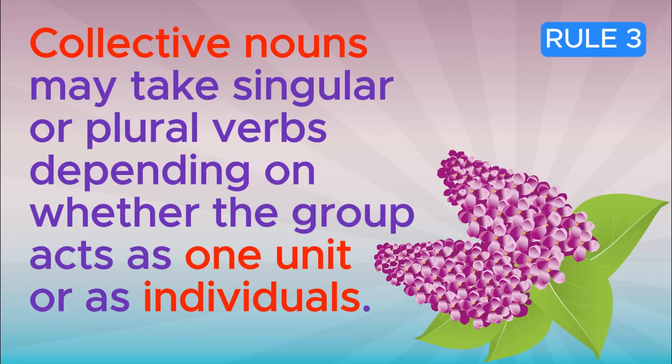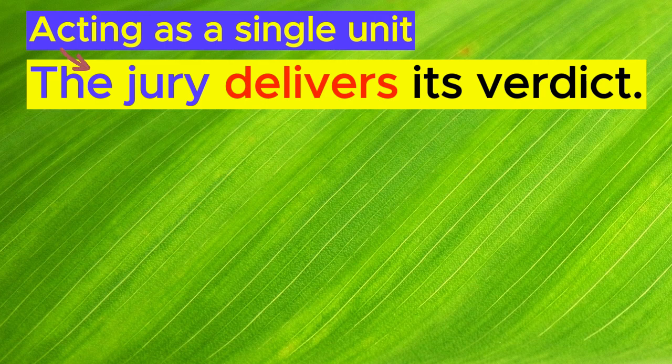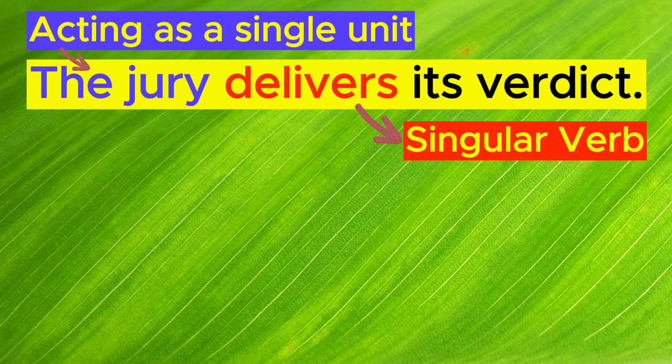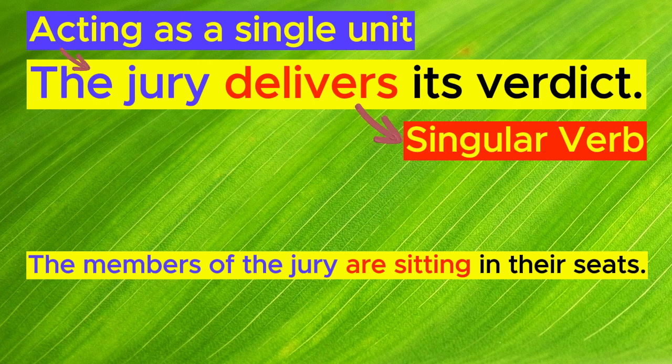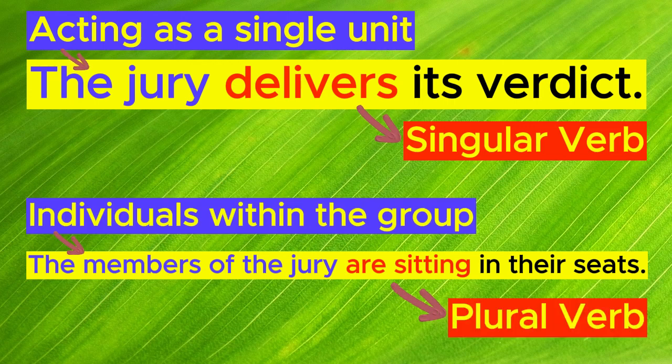Rule 3. Collective nouns. Collective nouns may take singular or plural verbs depending on whether the group acts as one unit or as individuals. For example, the jury delivers its verdict. The jury, acting as a single unit, takes a singular verb. The members of the jury are sitting in their seats. Here, the focus is on individual actions within the group, thus a plural verb.